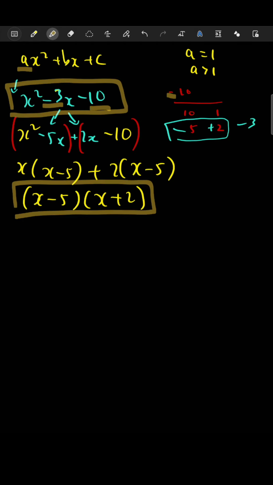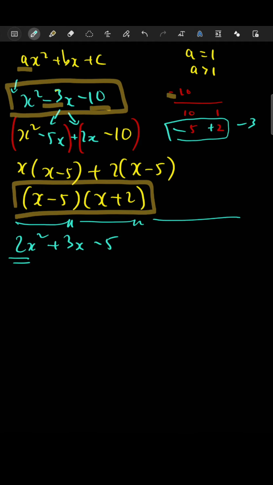And you can verify that. Now let's take the second case where a is bigger than 1. Let's take an example: 2x squared plus 3x minus 5. A is bigger than 1, so we write it down there. In fact, it's equal to 2.